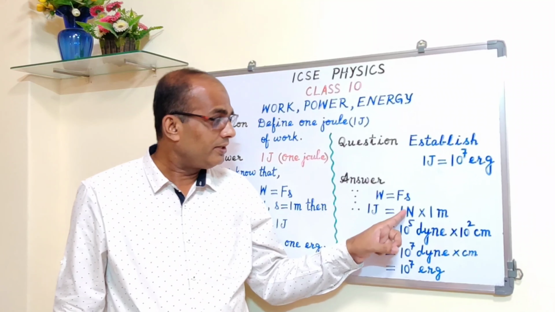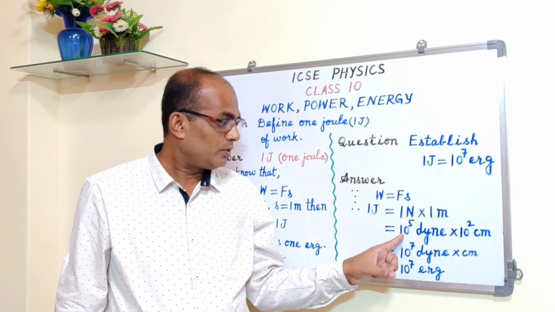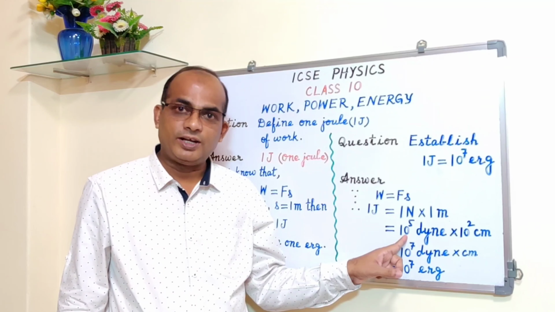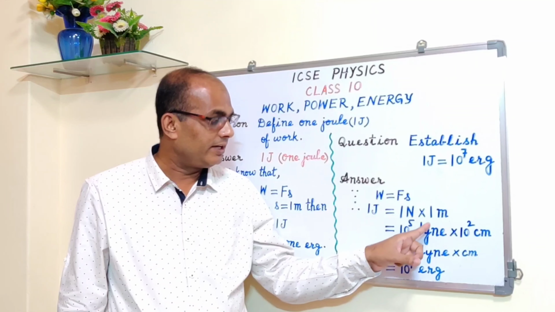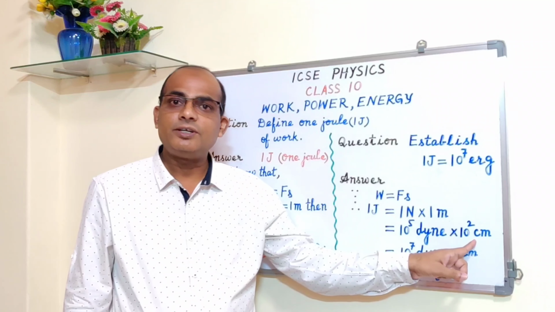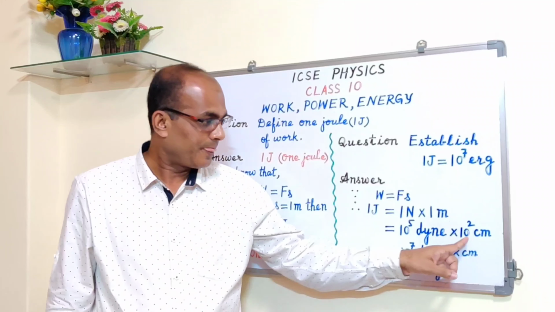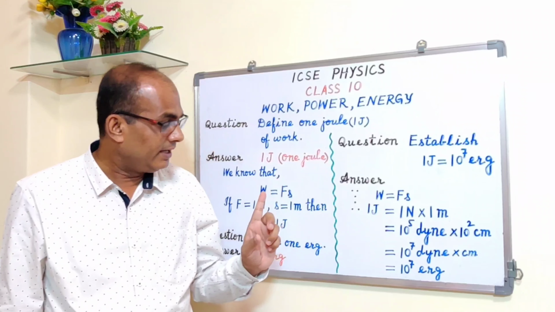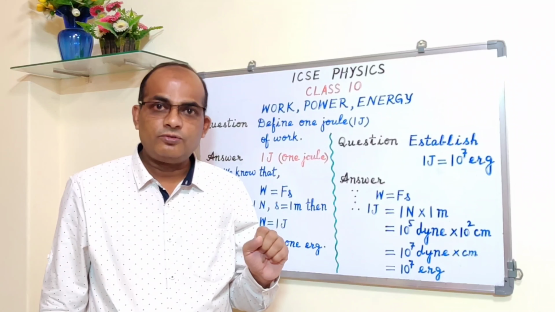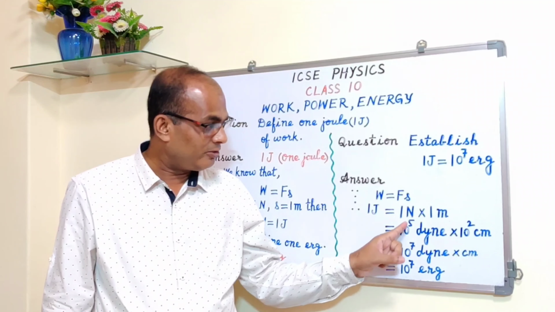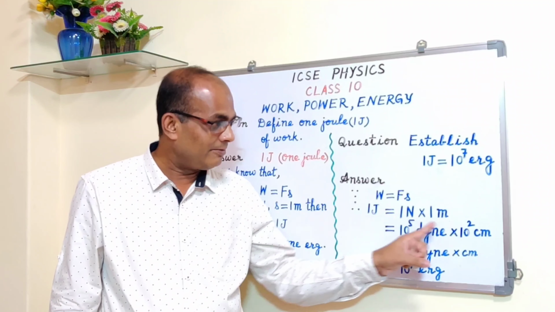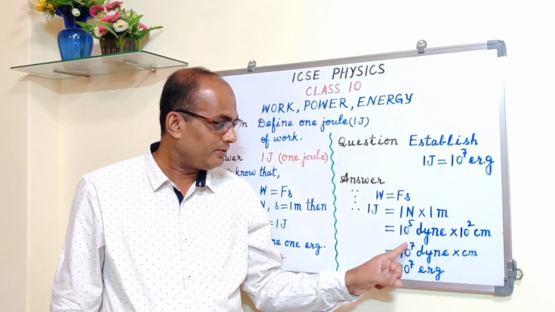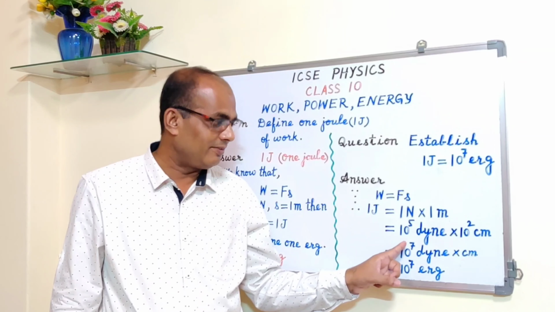Now 1 Newton, we know from the chapter force, 1 Newton is equal to 10 raised to the power 5 dyne. So 10 raised to the power 5 dyne. And 1 meter is 100 centimeter, 100 means 10 raised to the power 2. Now, by using laws of exponents, a raised to the power m into a raised to the power n is equal to a raised to the power m plus n. So 5 plus 2 is 7, so we get 10 raised to the power 7.